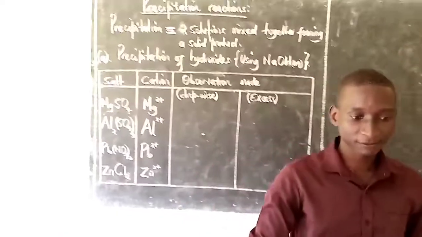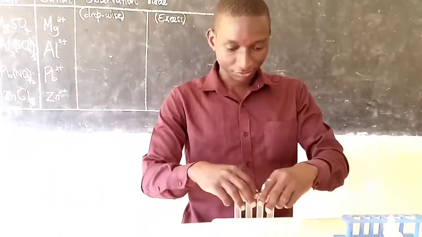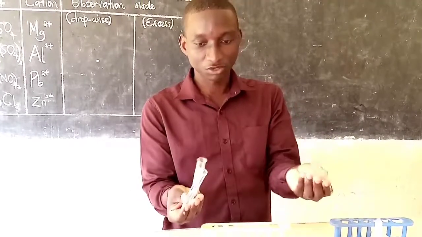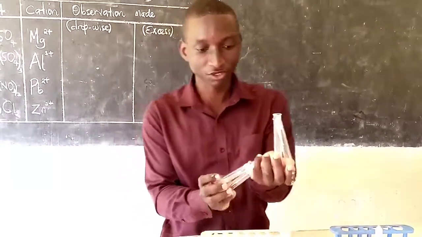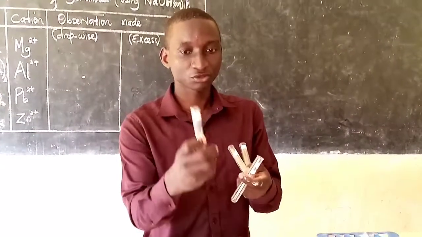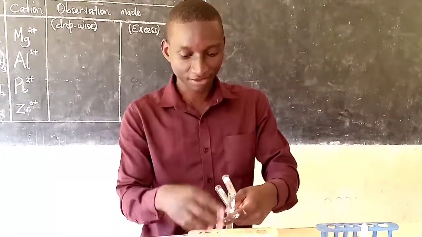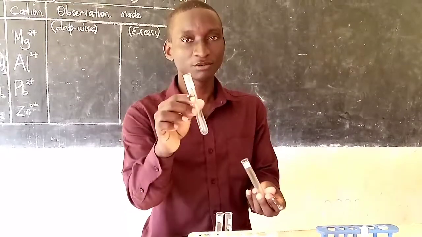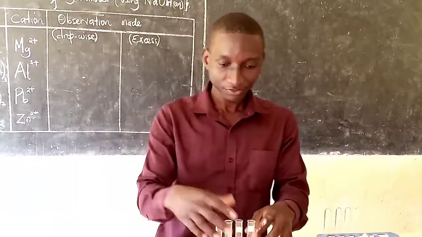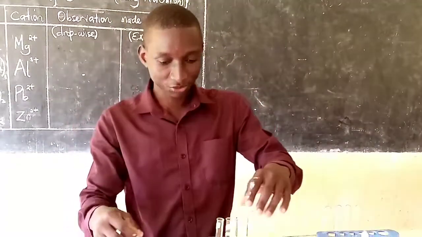So we get started. We have our 4 test tubes here. These 4 test tubes will help us dissolve the salts of interest. We have the salts of magnesium. We have the salt of lead that we shall have here. We shall have also a salt of aluminium, another salt of zinc. So let's see what takes place.